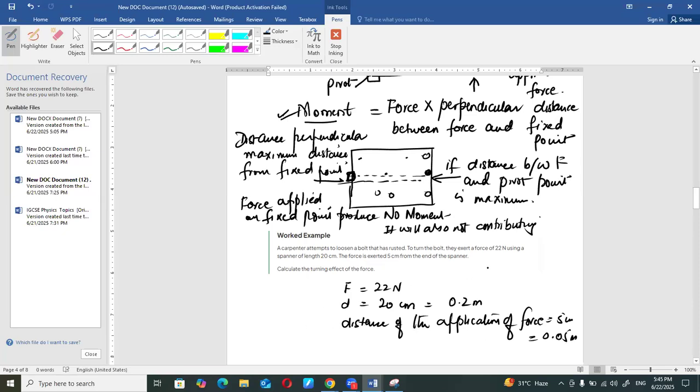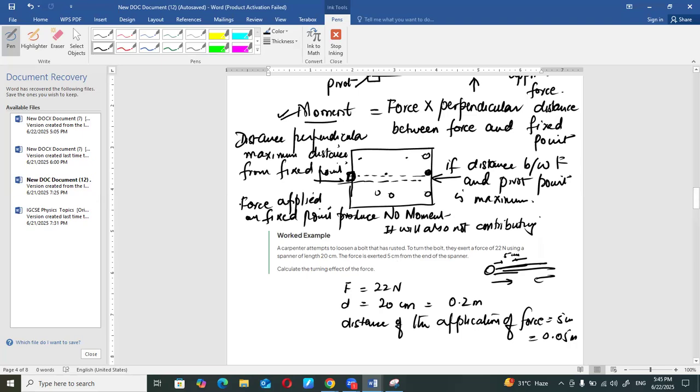Now, it will be like this. For example, this is the bolt, this is the spanner, and force is applied 5 centimeter from the end of the spanner. So basically, this is the spanner, and this is 5 centimeter from the end. So technically speaking, the spanner is 20 centimeter long, and the force is exerted 5 centimeter from the end of the spanner. So what exactly is the theory behind it? How to do this?